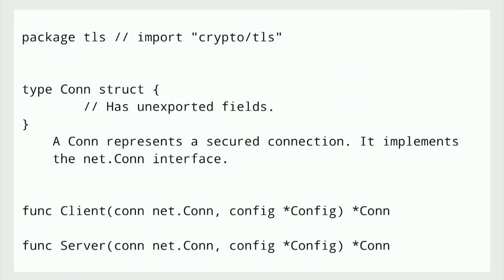So the API is pretty simple. It wraps a net.Conn underneath, for example, a TCP connection. And it exposes another net.Conn on the other side that you can use in your application and that will automatically encrypt the data and pass it to the underlying net.Conn.